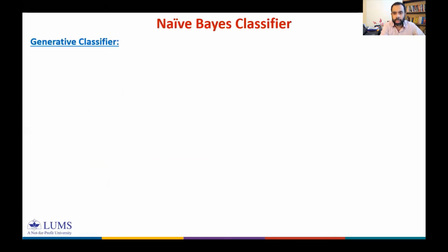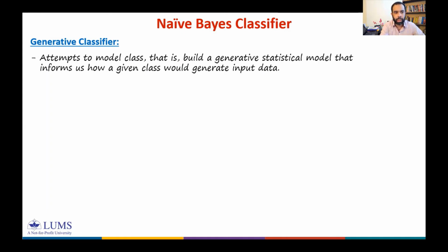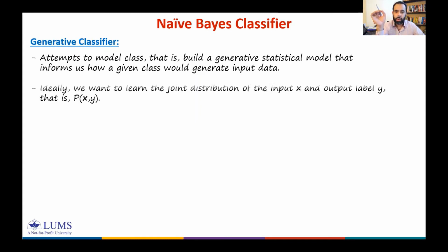This Naive Bayes classifier belongs to a class of classifiers which we call generative classifiers. In generative classifiers, we attempt to model the class. It simply means we want to build a generative statistical model that informs us how a given class would generate the data we have. Ideally, we want to learn the joint distribution of the input x and output label y, that is probability of x comma y. This is the joint distribution of input and label.